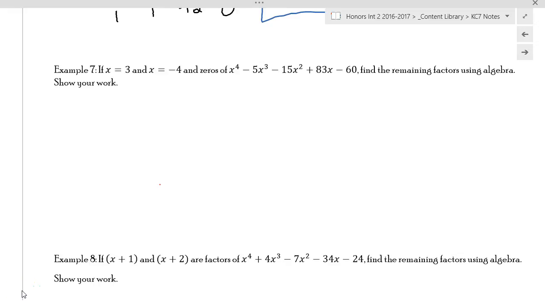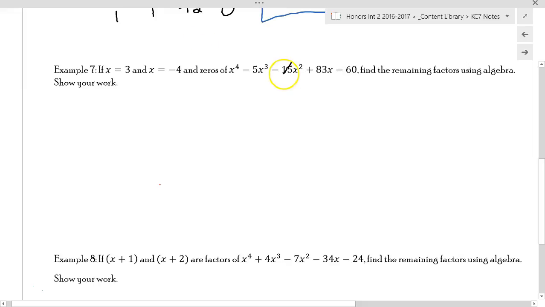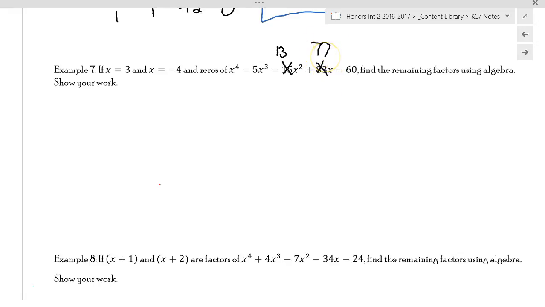All right, first thing with this problem is there are 2 typos in it. So, it should say x to the 4th minus 5x cubed. It should be minus 13x squared, so we change that to 13. And this should be 77. It's really off. I don't know where those numbers came from. Don't worry about it.